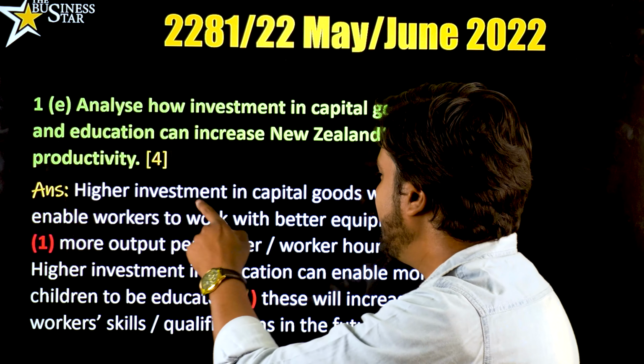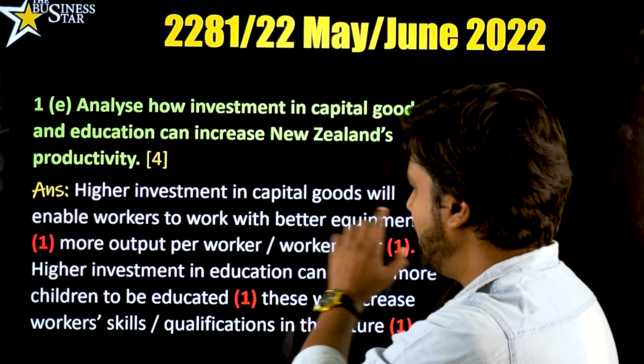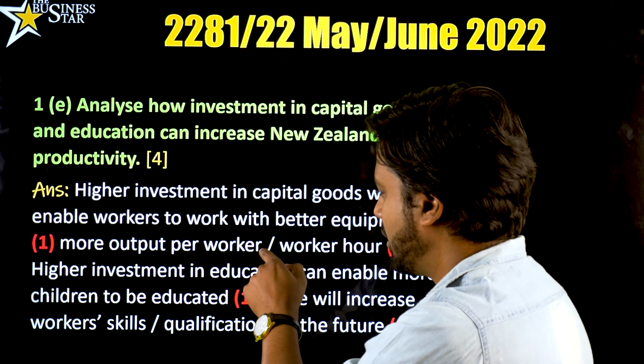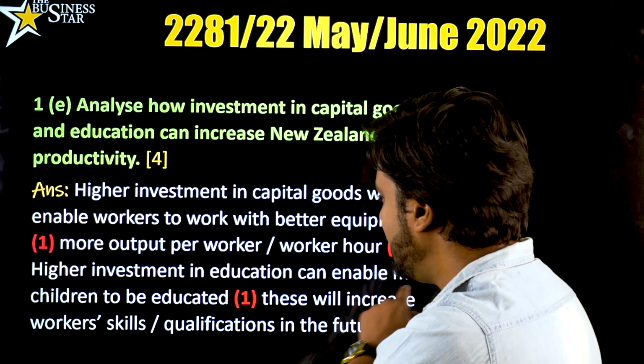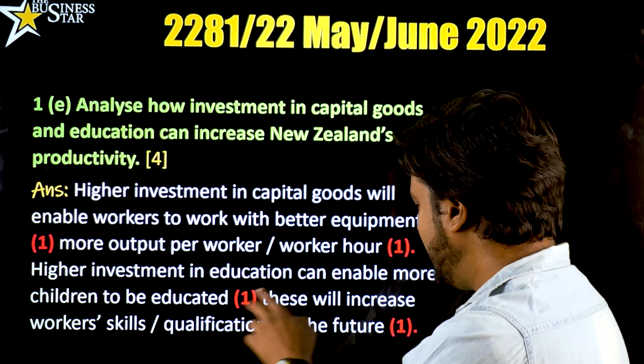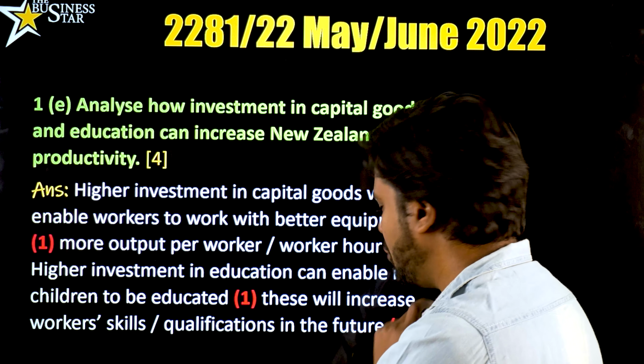The answer is higher investment in capital goods will enable workers to work with better equipment. Thus, there's going to be more output per worker. The second thing is higher investment in education can enable more children to be more educated. This will increase workers' skills or qualifications in the future.